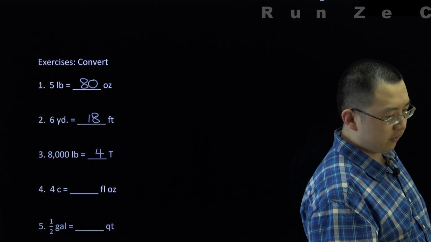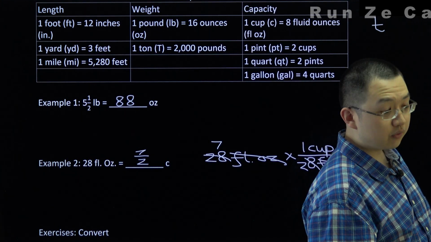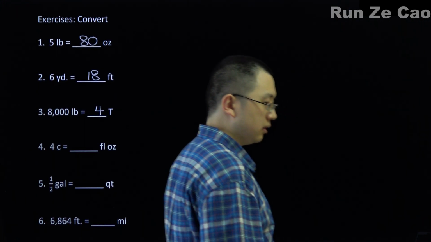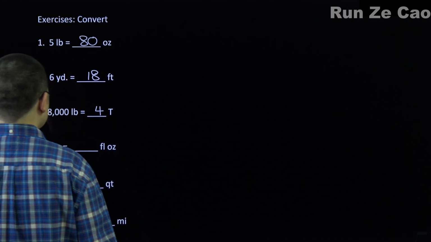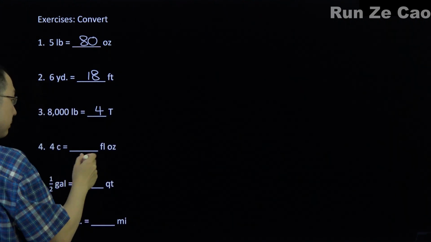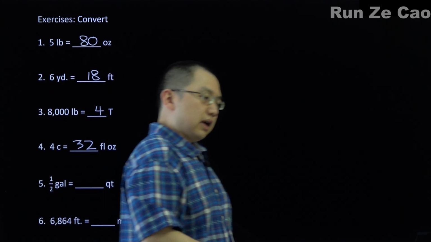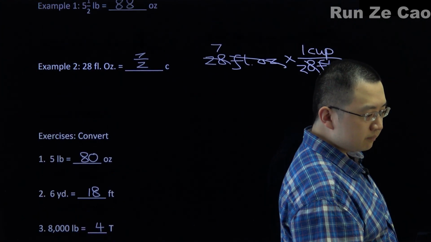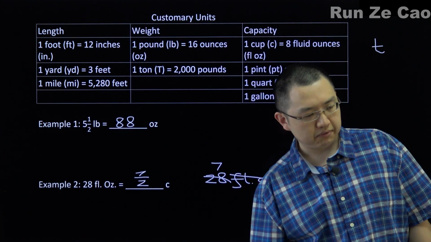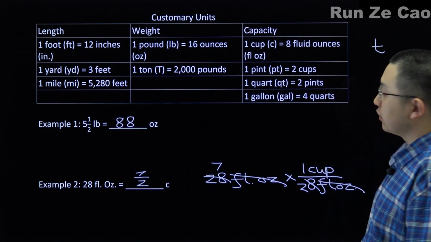4 cups is how many fluid ounces? Well, 1 cup is 8 fluid ounces. So, 4 cups must be 4 times 8, which is 32 fluid ounces. Wait a second, guys. Do you notice something here? A pint is 2 cups. A pint also happens to be 16 fluid ounces.